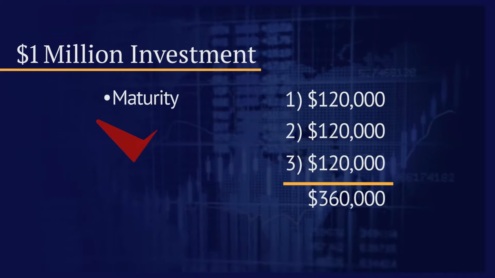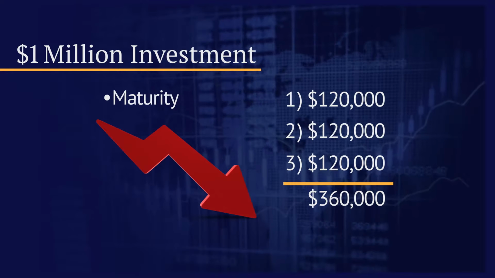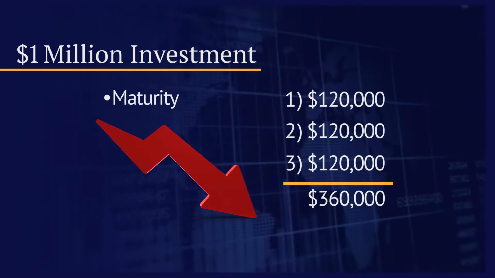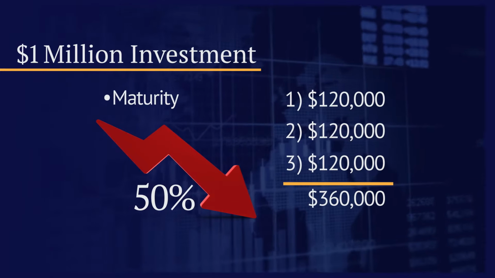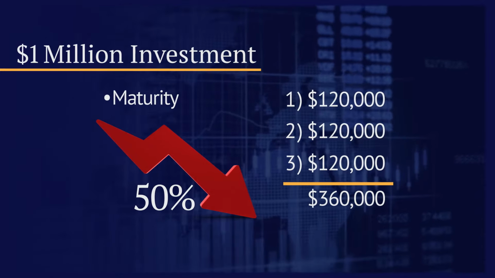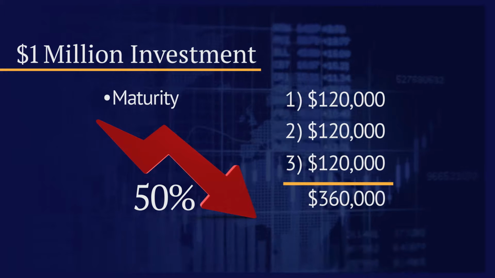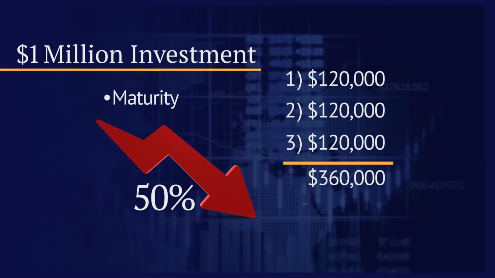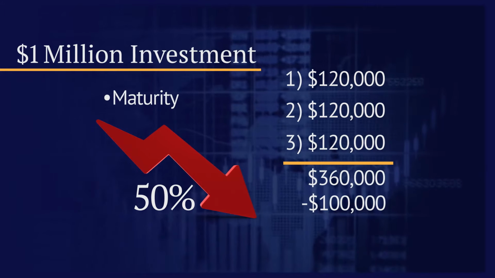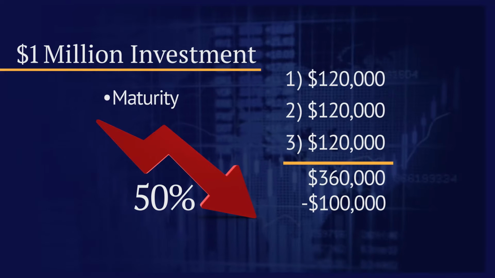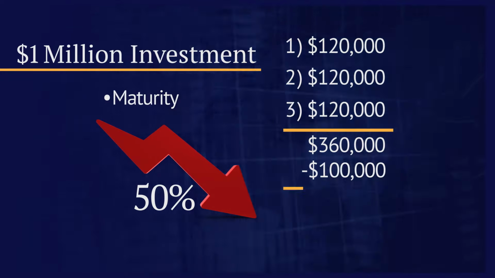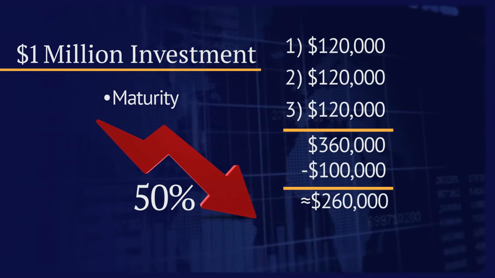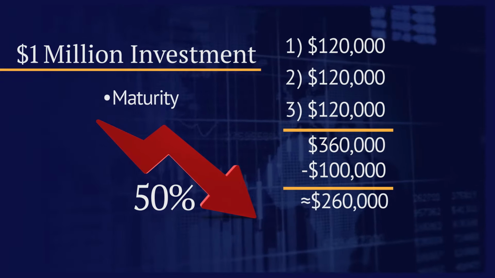If at maturity we saw a catastrophic event that would cause the market to go down, and let's just use a really big number, let's just say 50%. It doesn't happen very often, but let's say it does. And let's say you lost one of your notes, you lost 50%, that would be a $100,000 loss. So if we took $100,000 out of the $360,000 that we would have earned in income, you're going to have approximately $260,000 total return for the 3 years.